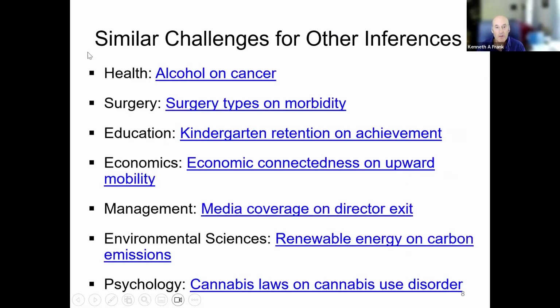So there are similar challenges to making inferences in other areas: health, surgery, education, economics, management, environmental sciences, psychology, just to name a few. Some of these we would consider vintage or classic, and others are quite contemporary. And so this kind of conversation is ongoing.